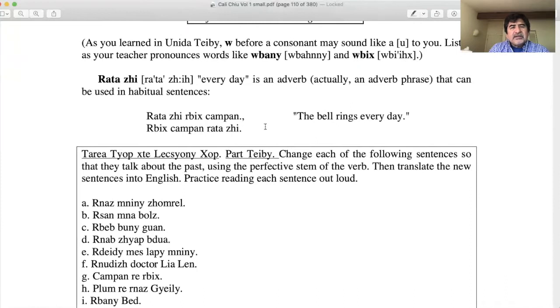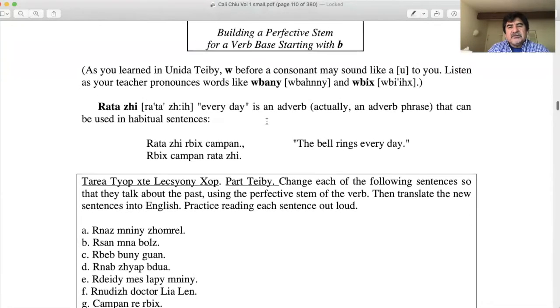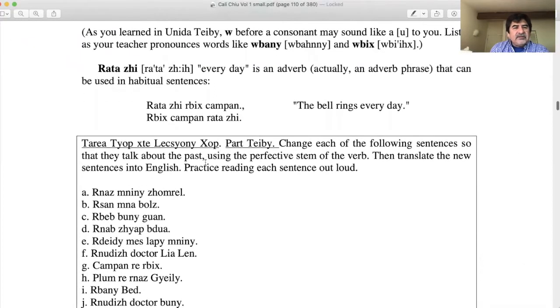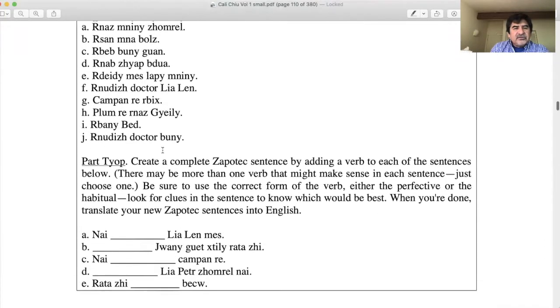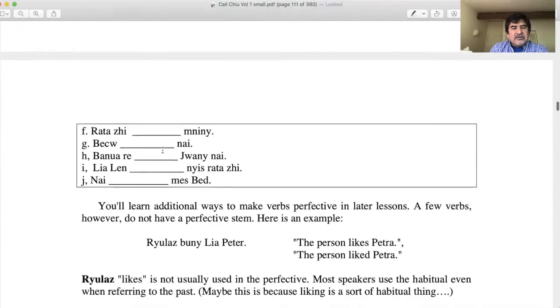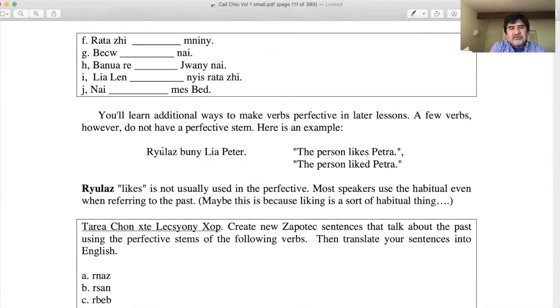So, rataradish, every day, is an adverb, actually an adverb phrase that can be used in habitual sentences. So for instance, if you want to say something happened every day, you can say ratajir kampan, or ratajir runhuain. And then here it's just the focus sentence, Rish Kampan Ratashi. And then you have your Taretiop, your second homework right here. I hope you enjoy it. And then I'll just continue going over the sentences here.